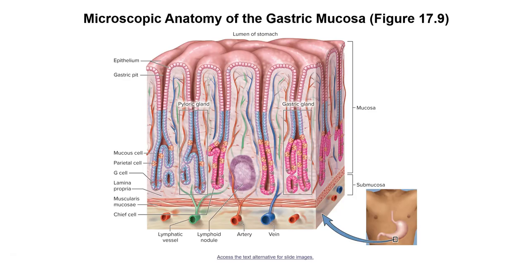Along with those, we also have enteroendocrine cells down in these gastric glands, and those enteroendocrine cells are endocrine cells, meaning that they produce and secrete hormones or chemicals that are going to regulate digestion. One example of this is gastrin. Gastrin is the major hormone that's going to help aid in the digestion of proteins specifically.